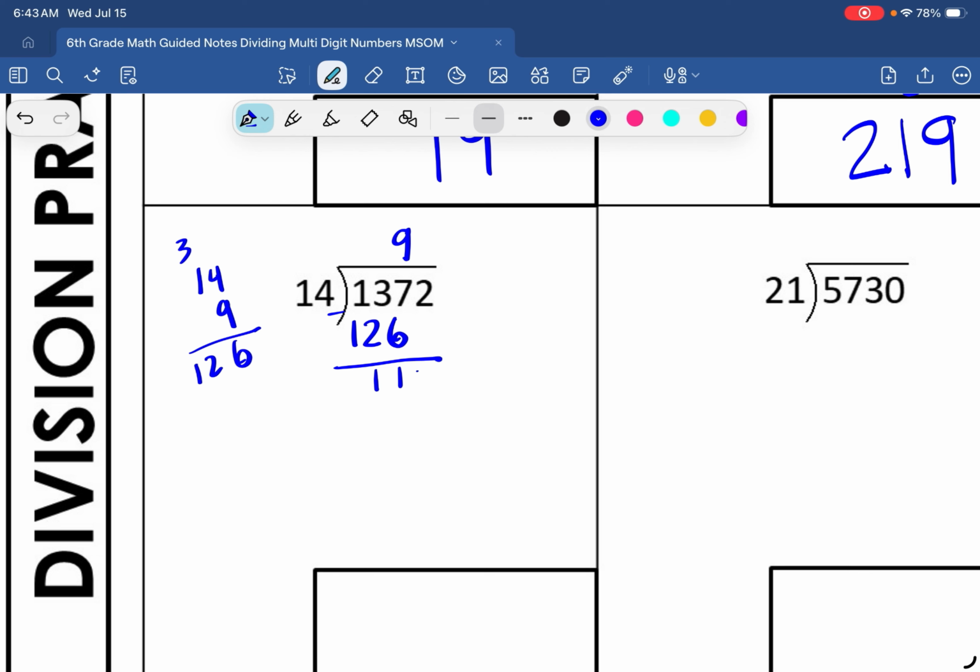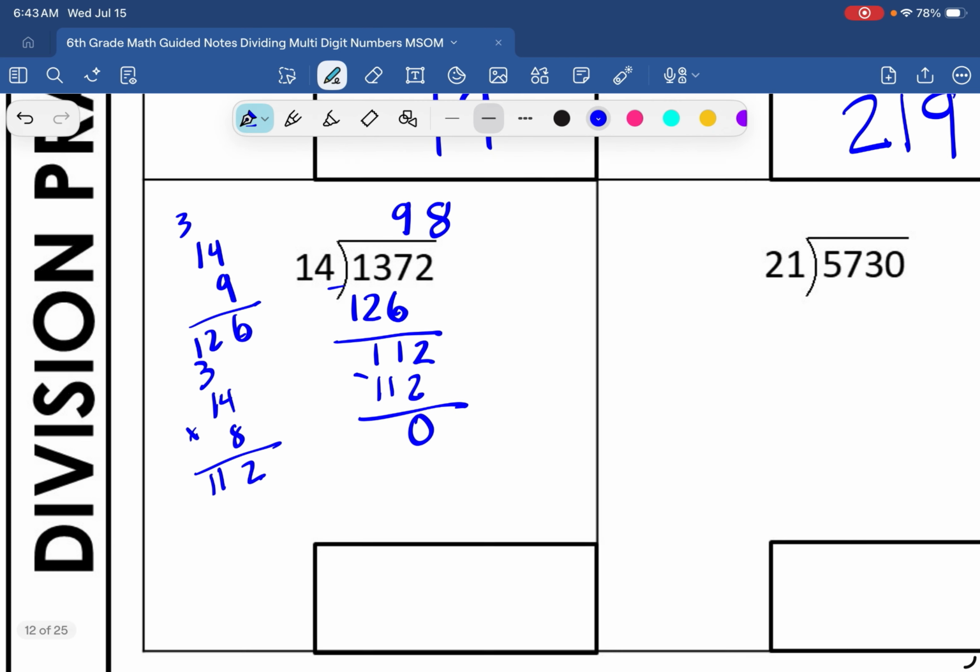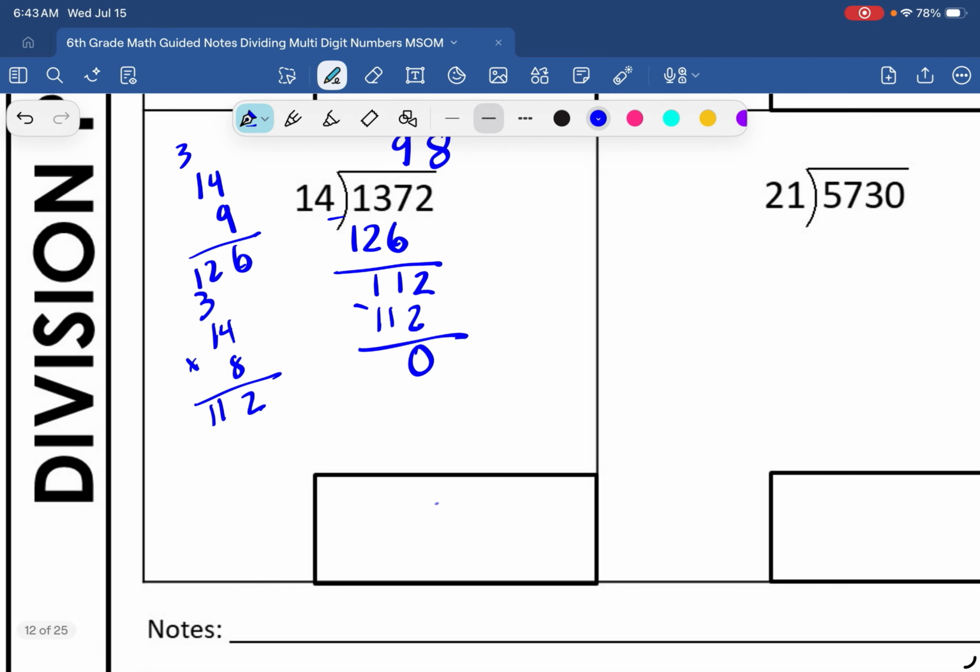Bring down my 2. Let's see, I know 14 times 9 is 126. I'm going to try 8 since it's 1 less and it's 112. So 14 times 8. 8 times 4 is 32. And that actually gives me 112. So 14 times 8 is 112. Subtract, and I get a 0, and that's perfect. 1,372 divided by 14 is 98.